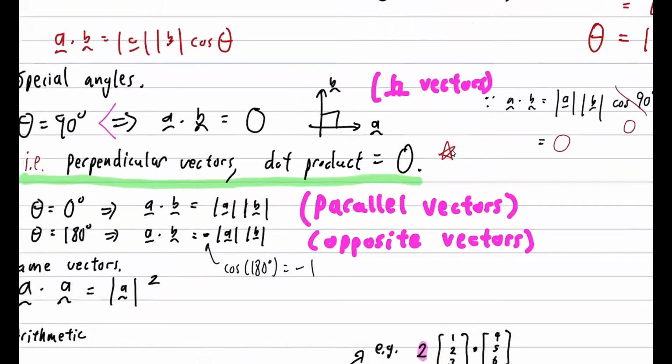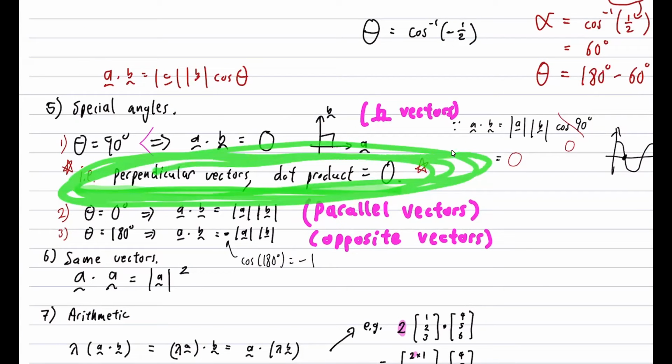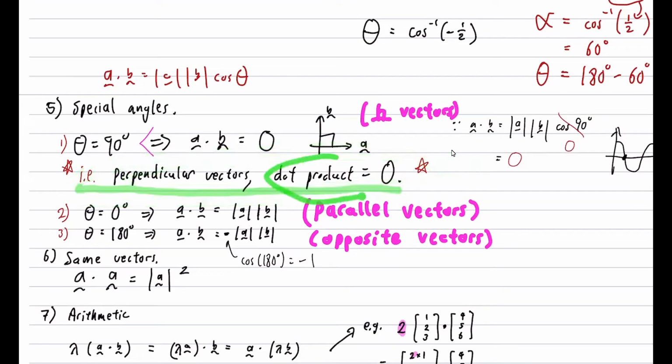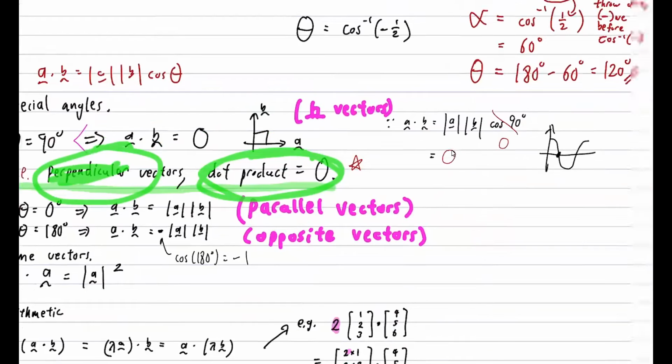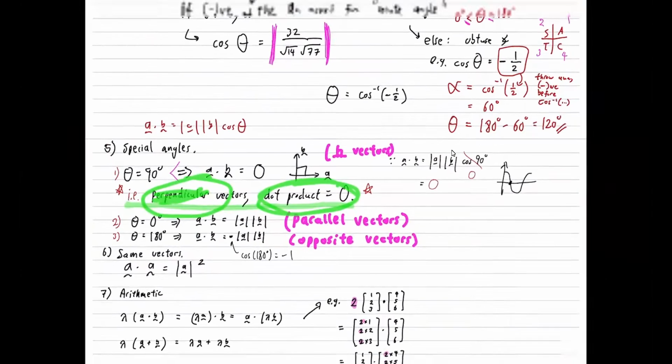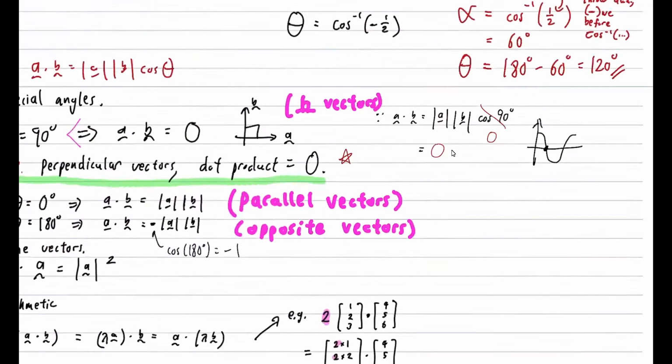Very important: perpendicular vectors, dot product is 0. Dot product is 0, not cross product. If the dot product is 0, what kind of vectors are they? Perpendicular vectors. That is the geometrical interpretation when you find the dot product is 0. So now I hide it. What's the conclusion? A dot B equals 0 means the vectors A and B are perpendicular. If A and B are perpendicular vectors, the dot product is 0. Very good. Must remember.